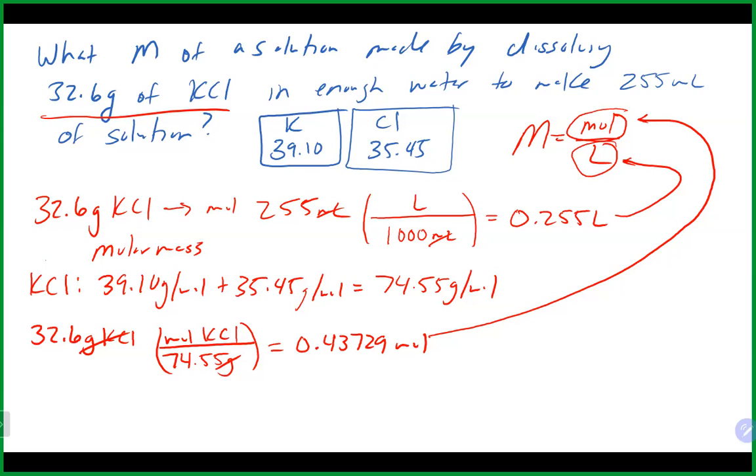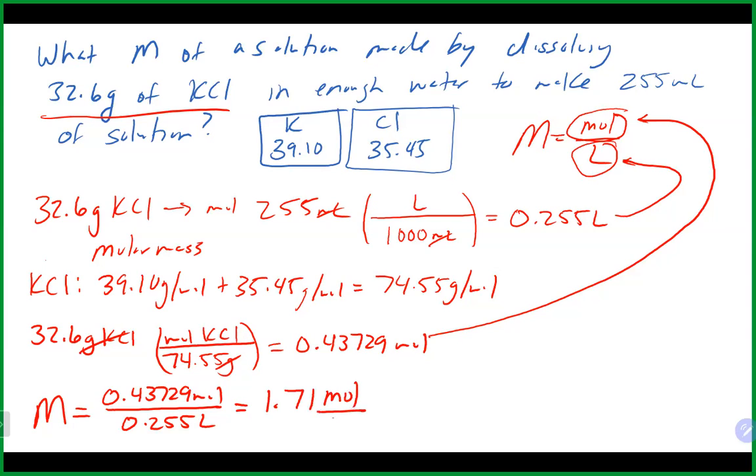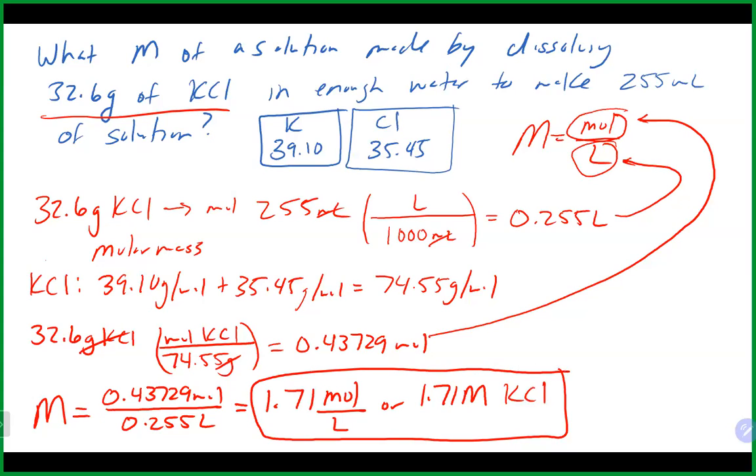Now that we have it both in moles and in liters, the molarity will be our moles, 0.43729 moles, divided by our liters, 0.255 liters. If we do that, we end up with 1.71. The units here are going to be moles per liter, or you could write 1.71 big M. You could also put KCl there if you like as well. So either one is fine in this particular case.